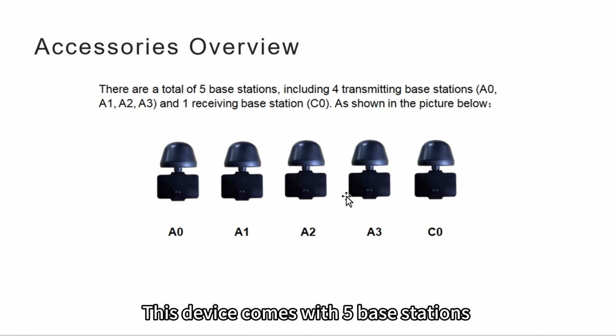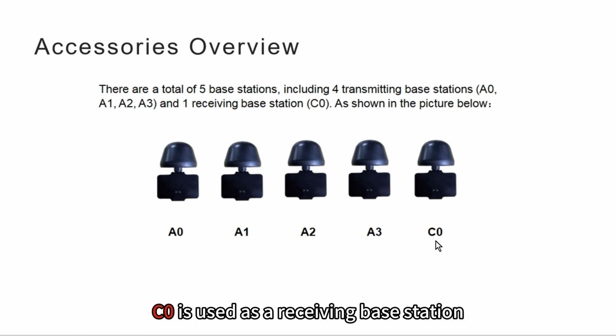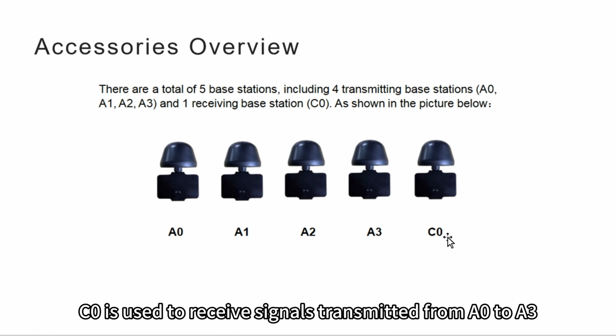This device comes with 5 base stations. 4 of the base stations, from A0 to A3, are transmitting base stations. C0 is used as a receiving base station. C0 is used to receive signals transmitted from A0 to A3.